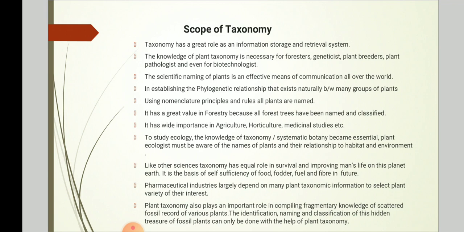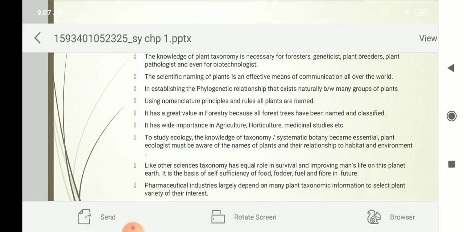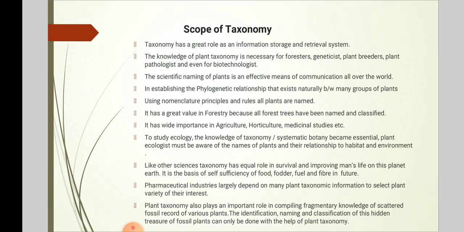Like other sciences, taxonomy has an equal role in survival and improving man's life on this planet Earth. It is the basis of self-sufficiency of food, fodder, fuel and fiber in future. Pharmaceutical industries largely depend on plant taxonomic information to select the plant varieties of their interest. Plant taxonomy also plays an important role in compiling fragmentary knowledge of the scattered fossil record of various plants.